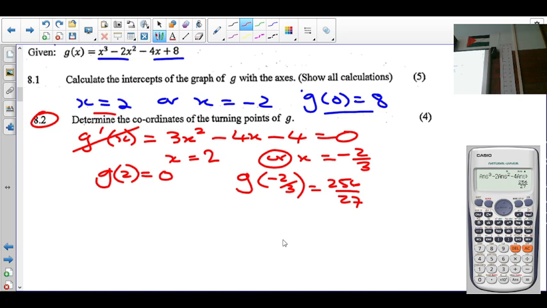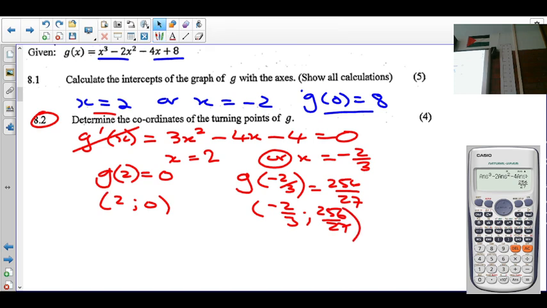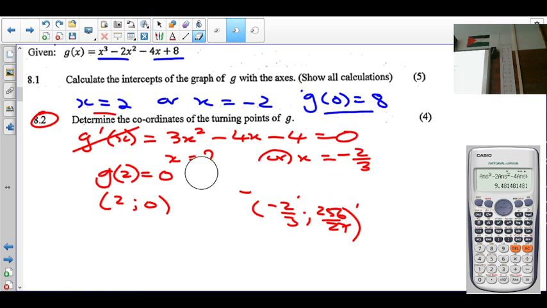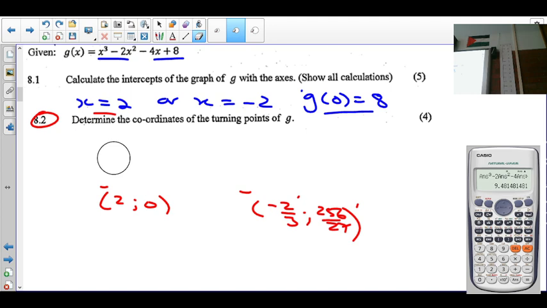Okay, so the coordinates of the turning points are (2, 0) and, of course, (-2/3, 256/27). It will be beneficial to know more or less what that would be. I think it's like 10 comma something. Oh yeah, close to 10. 9.45, 9.5 approximately. Okay. So what I'm going to do is take this off here so that I can keep the original equation in focus here.